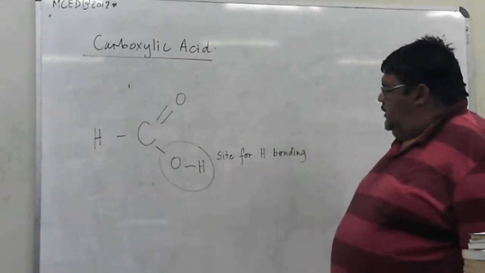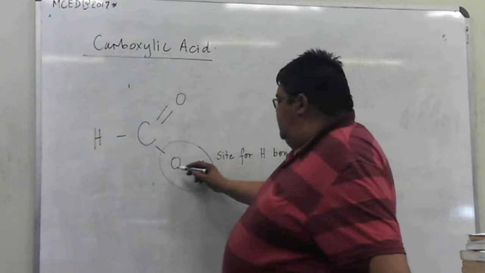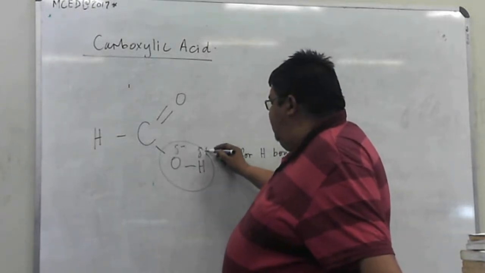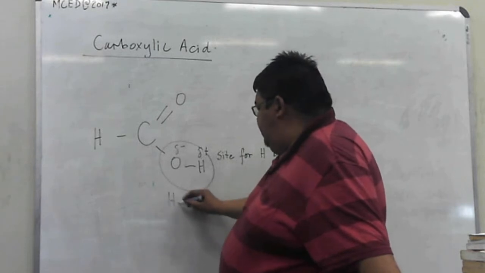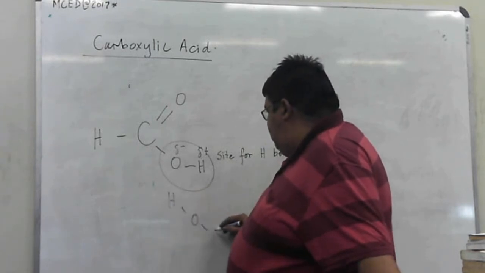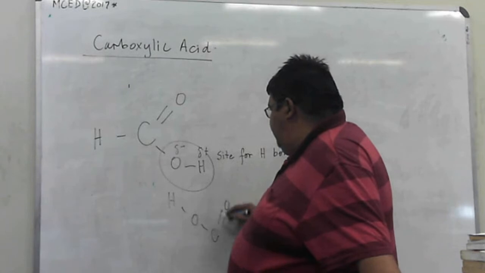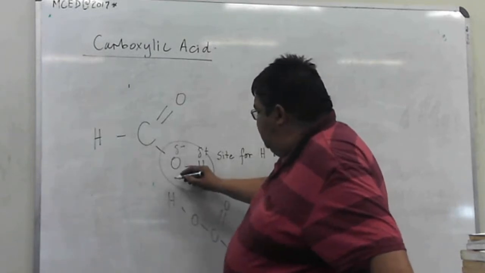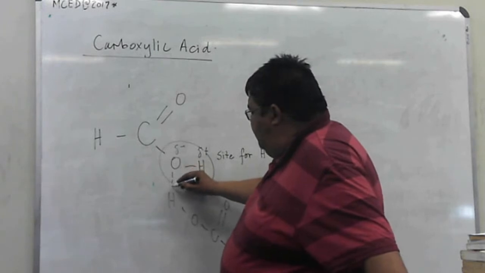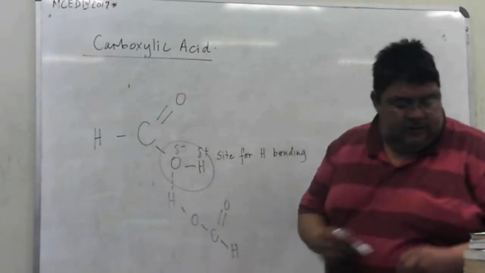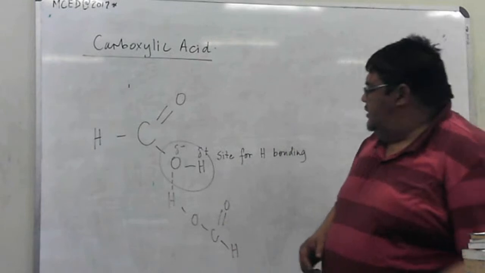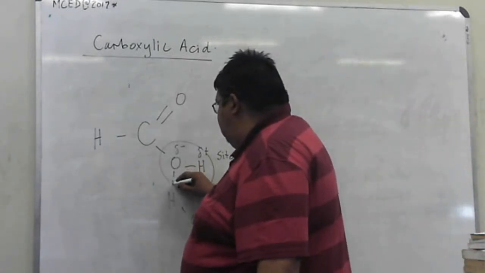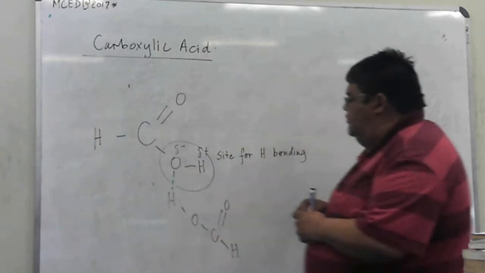That's cool. Right? There's a shared pair of electrons, the oxygen is closer, that is delta negative, that is delta positive, and if another OH from another methanoic acid comes along, and there we go. Here's your hydrogen bond. Okay, so far, carboxylic acids have hydrogen bonds.